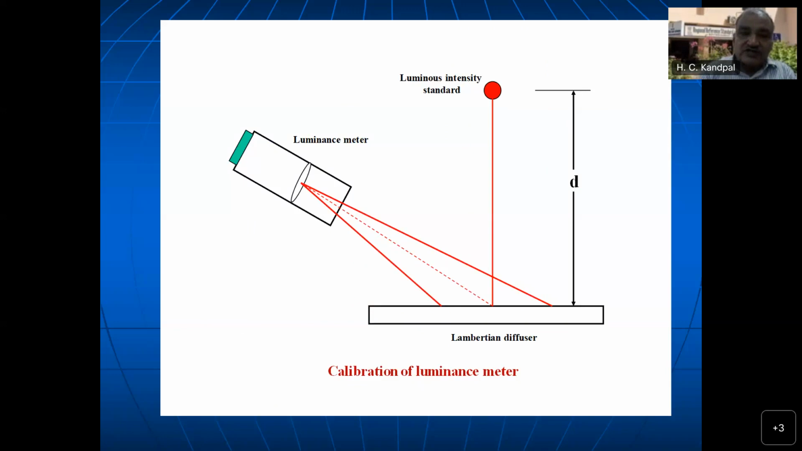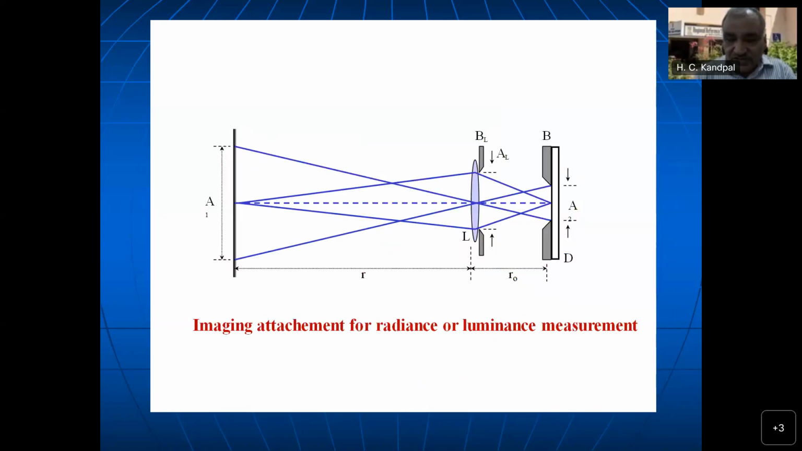We know that illuminance has been produced on the surface, and this system is used to calibrate luminance meters, in terms of the defined parameters: illuminance, luminance, and intensity in terms of illuminance, and illuminance multiplied by the reflection of the surface in 2 pi direction. Then this luminance meter can be calibrated. So this is another attachment for luminance calibration.